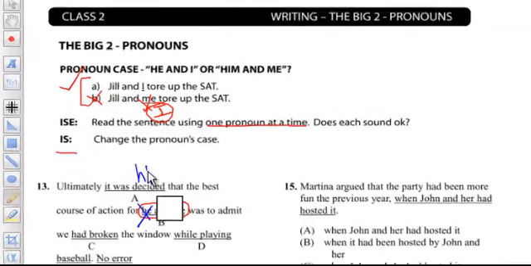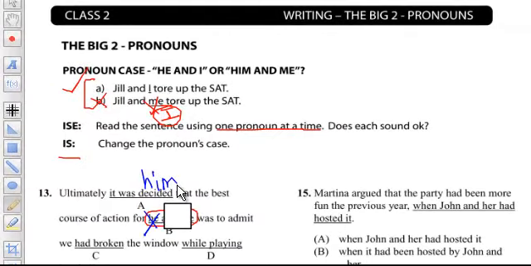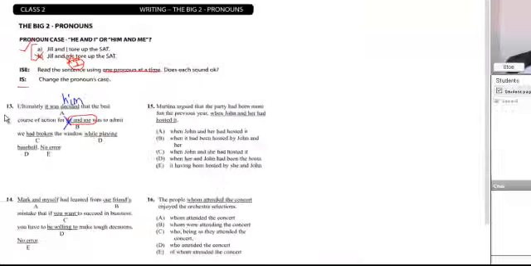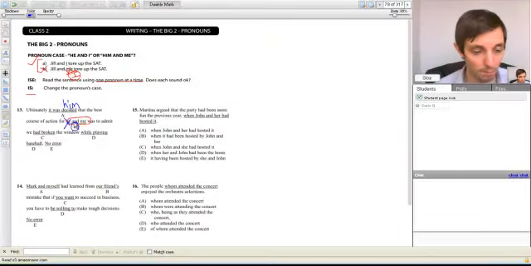Remember that however the pronouns work on their own is how they have to work together. The best course of action for him, the best course of action for me, hence the best course of action for him and me. So B is our answer. And we can circle that.